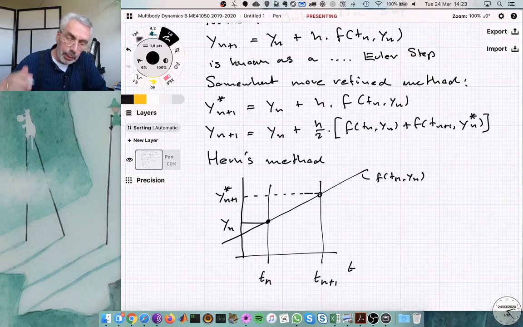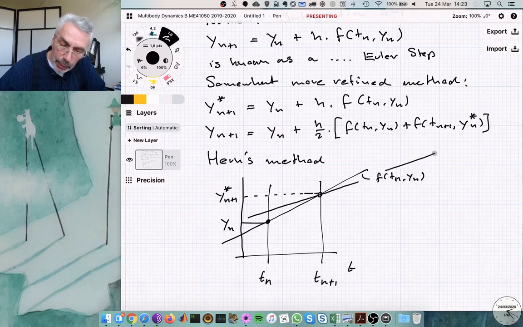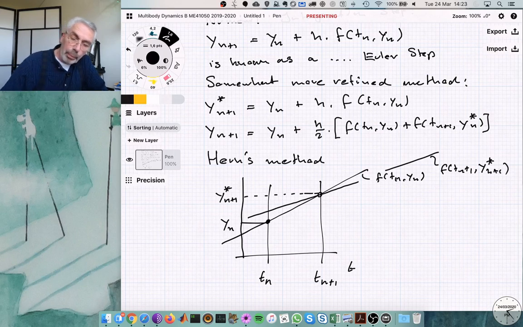So we have an estimate, and then what we do, we calculate what the slope is, and let's, for Pete's sake, assume that it's a bit different. It's this line. So this is the function value at t_{n+1}, comma y star n plus 1. So it's like an approximate thing. And then this slope and this slope, we take the average. Now that's hard to draw, but then times the time step, and then we will probably come out somewhere here, right?